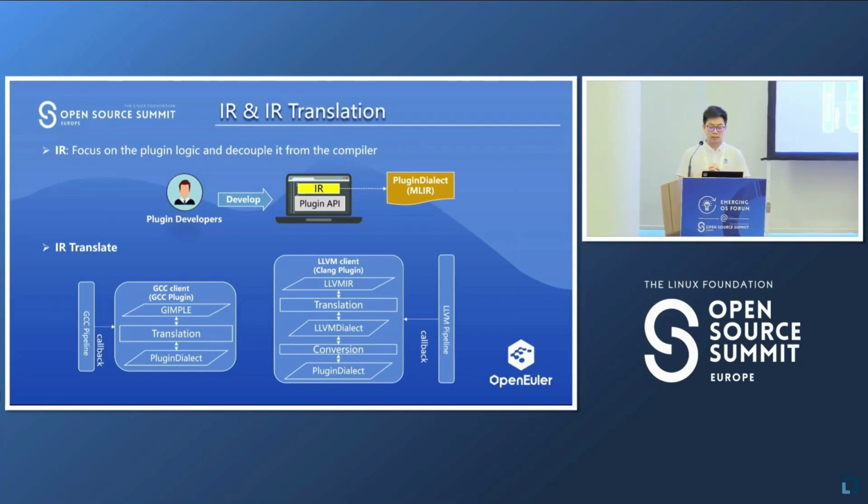Everyone will also discover that the major difficulty of our work is how to translate and convert the IR used by a developer with the IR of each compiler. In fact, once you use the IR of a specific compiler for development, it is very difficult to transplant it to other compilers, because the IR formats and the tolerance of each compiler are very different. The migration cost is very high. Therefore, we have developed an IR based on MLIR. It's a plugin dialect, so developers can develop based on this IR and the API, and cover it with the IR translation provided by our framework so that it can be used on many compilers.